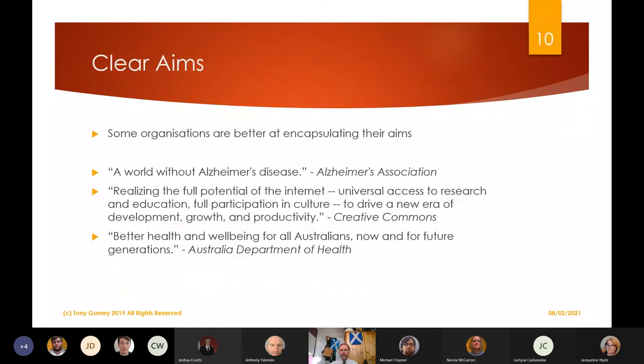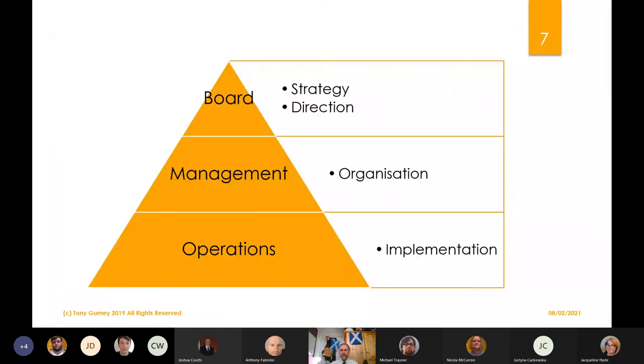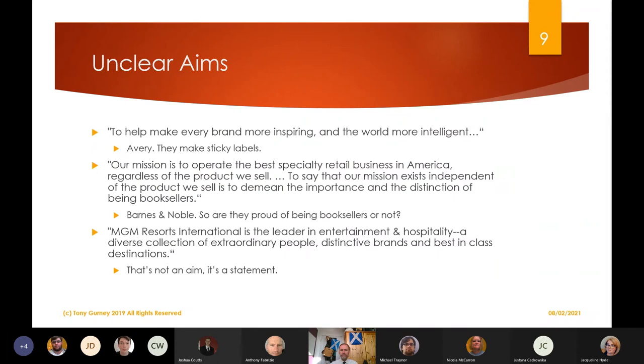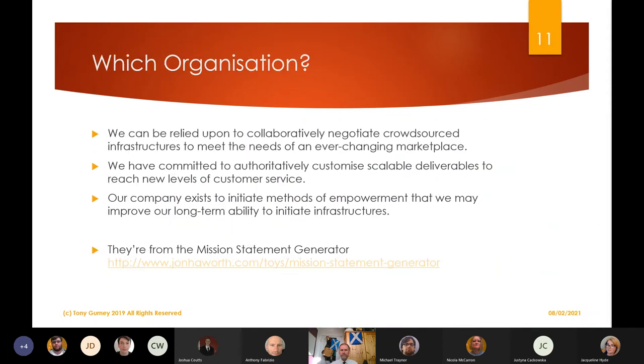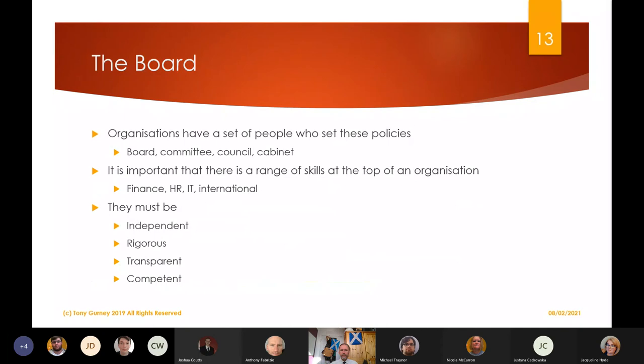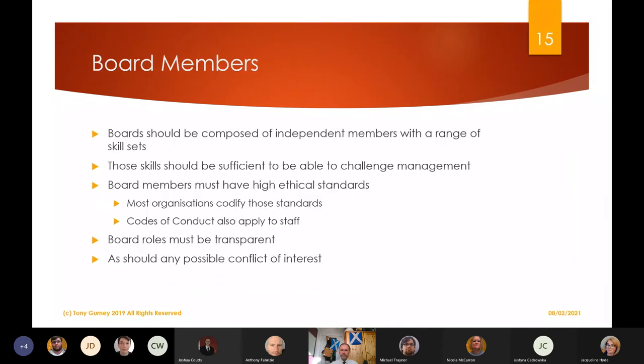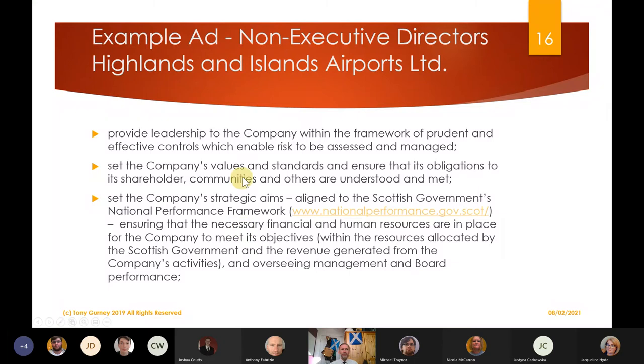And if we look back to our pyramid, we have said a board sets strategy and direction. The ad talks about values and standards. And it talks about stakeholders. It's shareholder, singular, because it's all owned by the Scottish Government, communities and others. Okay, so you have to take into account their needs. So it's not just about the organisation itself, it's about the relationships that it has.